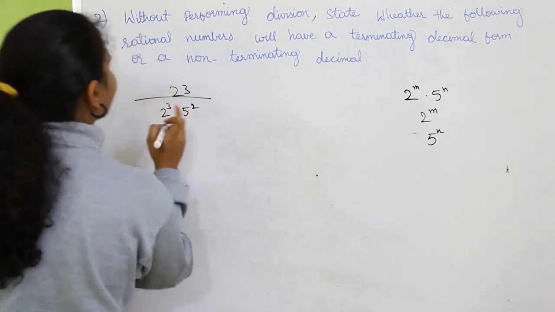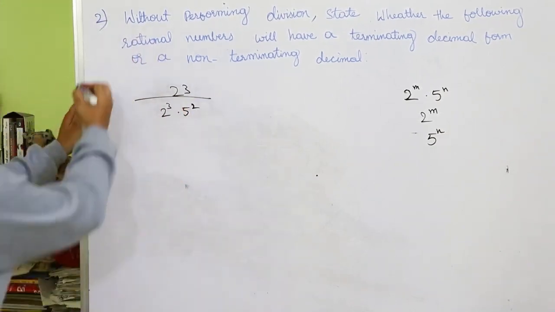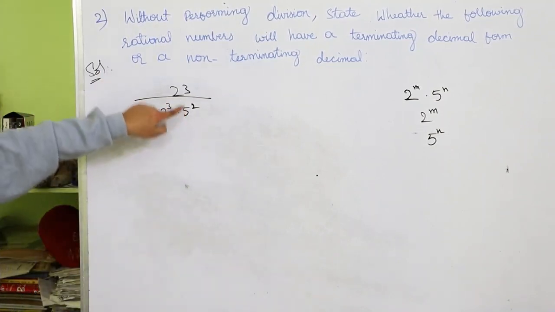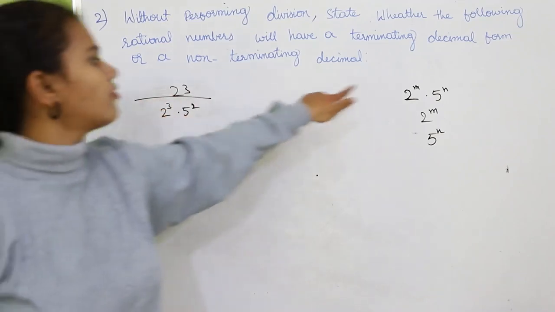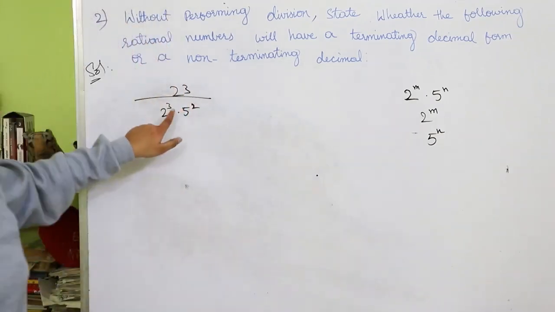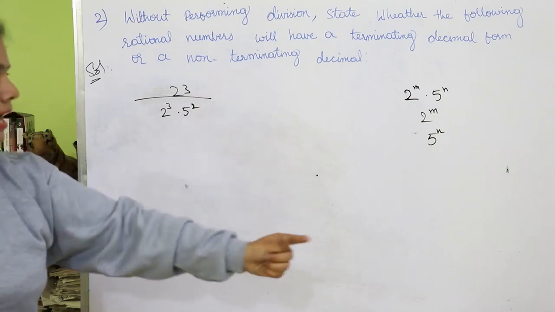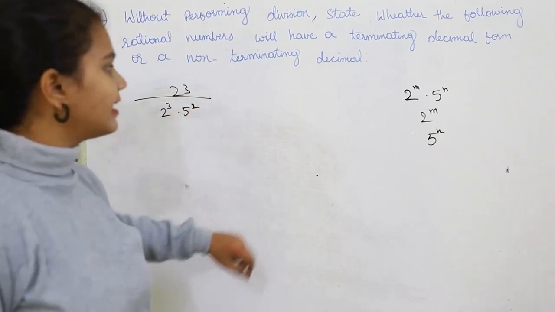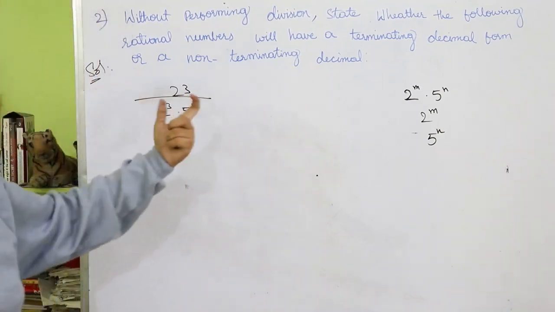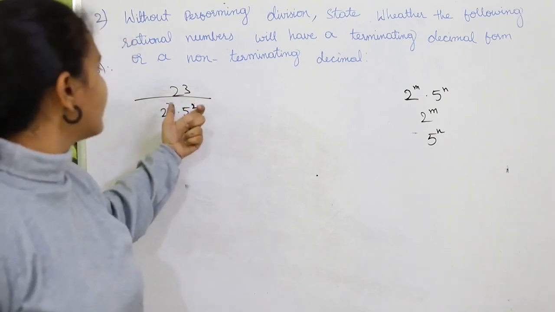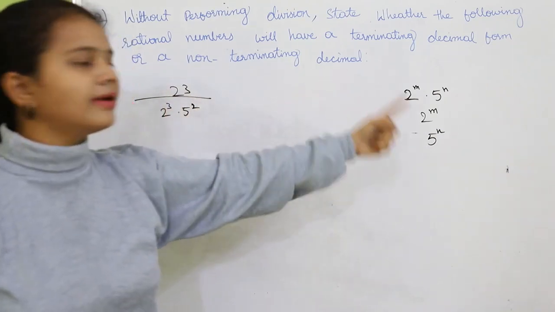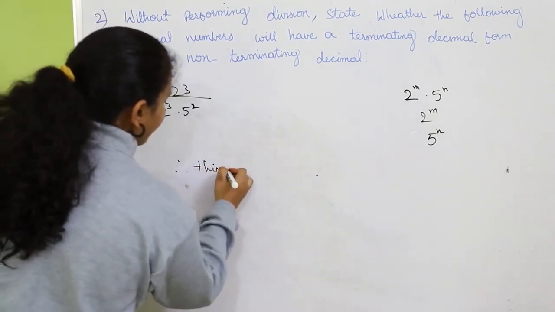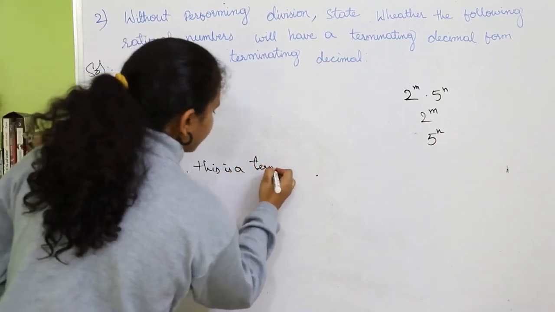Guys, as you see here, when you are looking after the denominator only, you have denominator, right? Where 2 cube into 5 square. So the denominator itself says that this is in the form of 2 power m into 5 power n, right? Let m be 3, n be 2. Let this m and n be any positive integers. So 2 power 3 into 5 power 2 is in the form of 2 power m into 5 power n, right? So therefore I can say that this is a terminating decimal. Are you getting it?